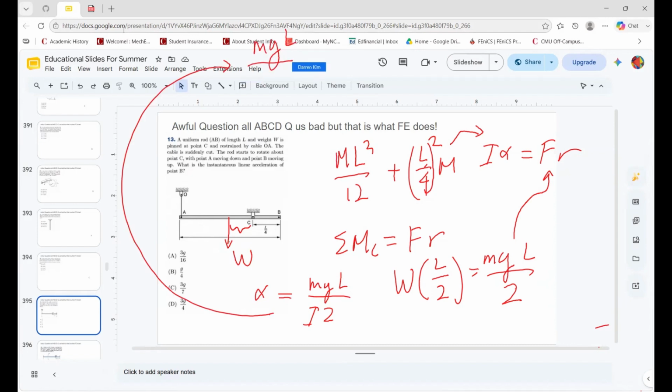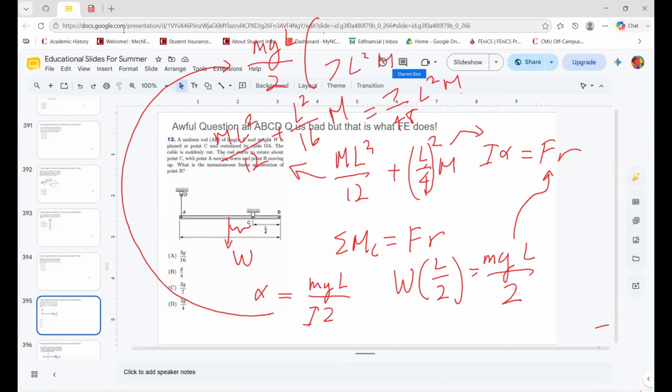mgl divided by 2, parentheses. Let's simplify this a little bit because I'm pretty sure these are the same units. So mL squared divided by 12 plus 16 L squared m. Let me just use my calculator: 1 divided by 12 plus 1 divided by 16 equals, oh, that's interesting. I get 7 divided by 48, and we get L squared m.